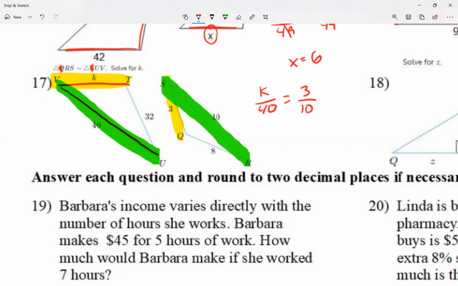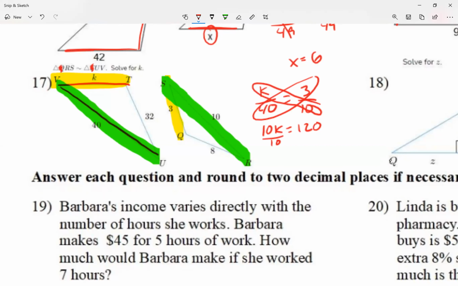All right, now let me solve for K. Once I have two fractions equal each other, it's not too hard. Let me cross multiply. I get that 10K is equal to 120. All right, I went 10 times K equals 40 times 3. So that's how I got 10K is equal to 120. Let me divide both sides by 10, and we're going to get that K is equal to 12. My instructions were solve for K. Well, K is equal to 12.